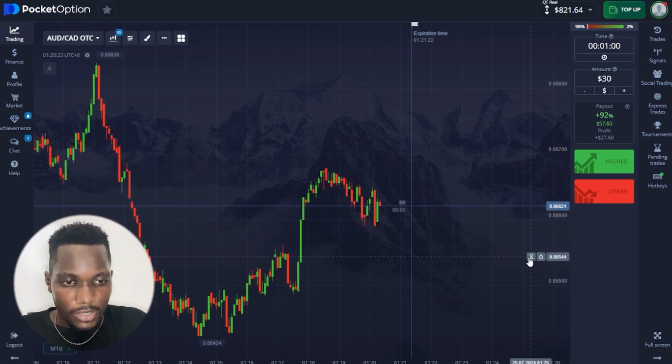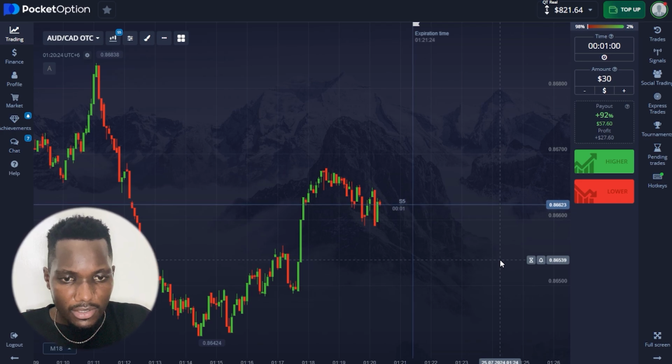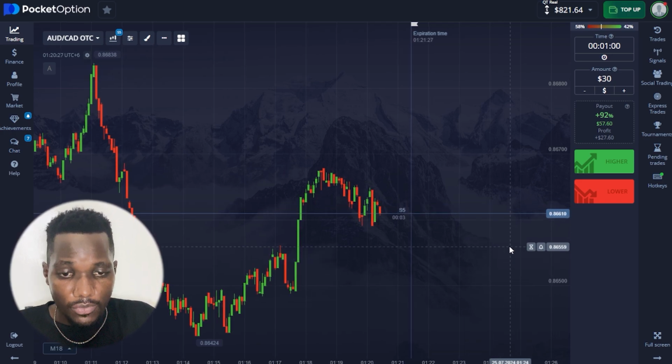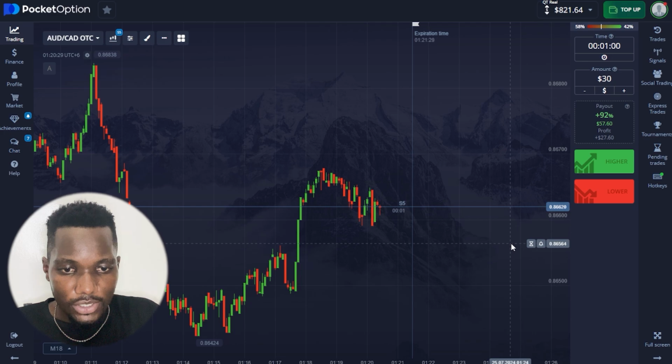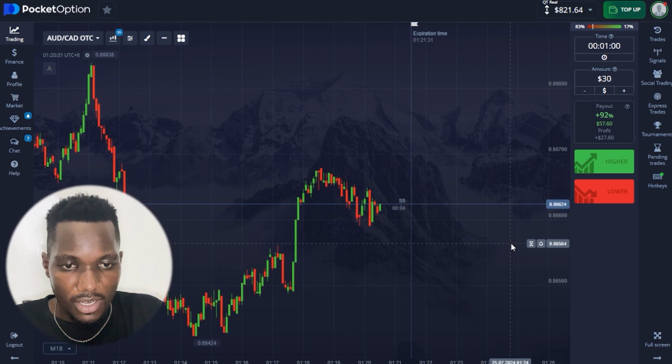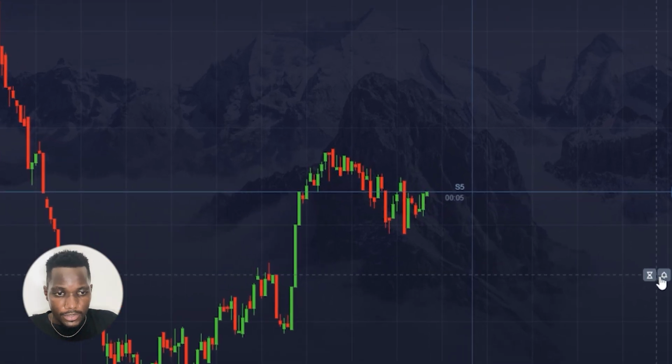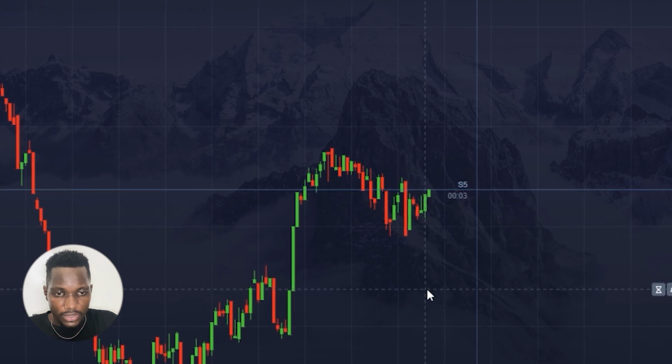But like I told you, I expect market to drop down further until it touches that support level, or at least until it refills this gap that is being left behind here. You see this gap here? It has to be refilled.